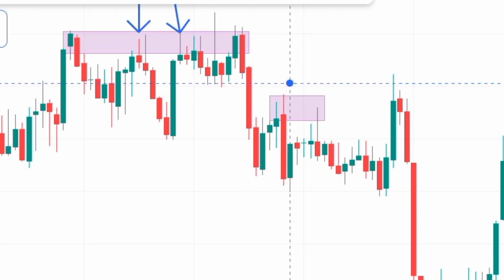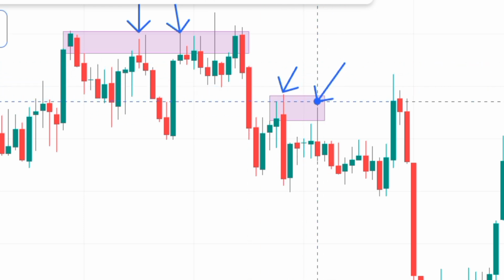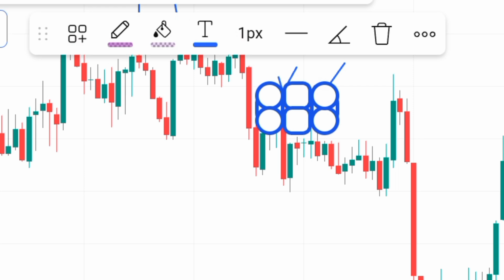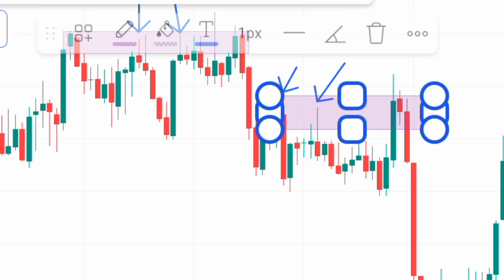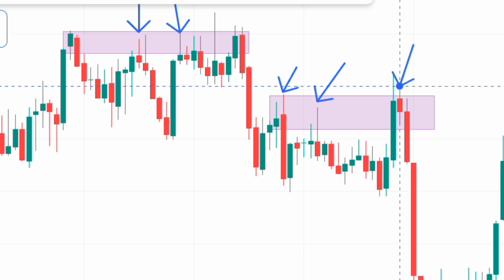It was tested, this is the first time it was tested, okay? And also, this is the second time the market rejected that zone, making it a very good resistance level. You can see that this is the third time the market actually tested and rejected that zone. So it makes a very good resistance level.